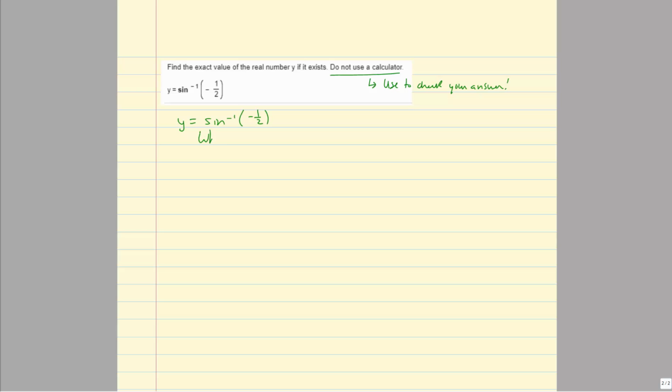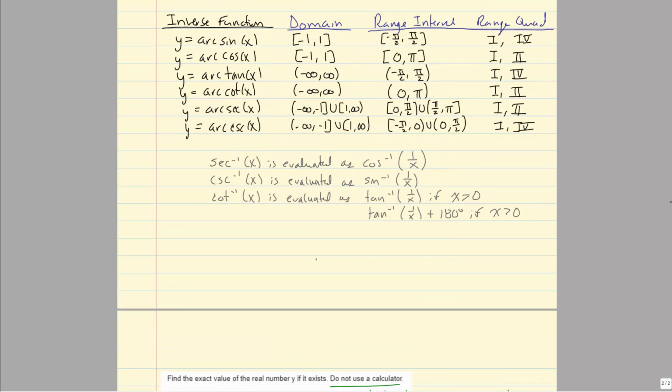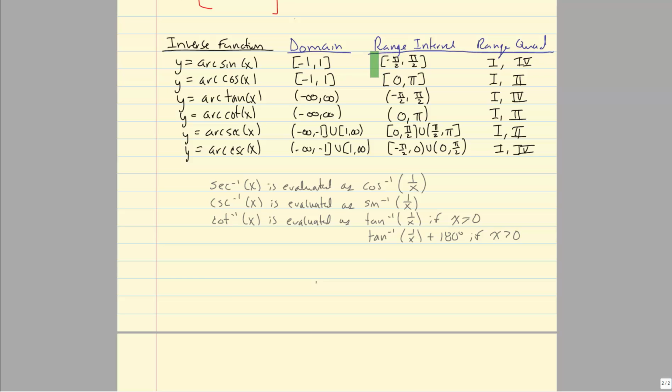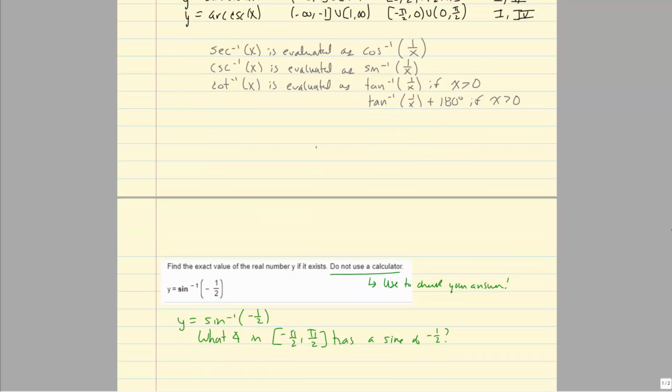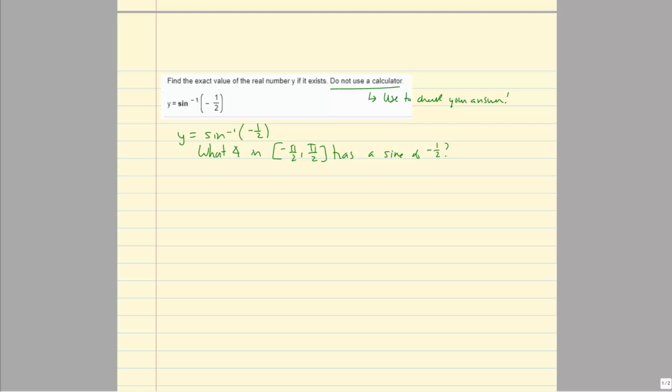This means what angle in the interval from -π/2 to π/2 has a sine of -1/2. Okay, so if we come back up here, that negative to positive π/2 came from right here. And again, that's why you have to have those memorized, because there's actually an infinite number of solutions unless we restrict that accordingly. And then again, if you don't restrict it, then an inverse doesn't exist at all.